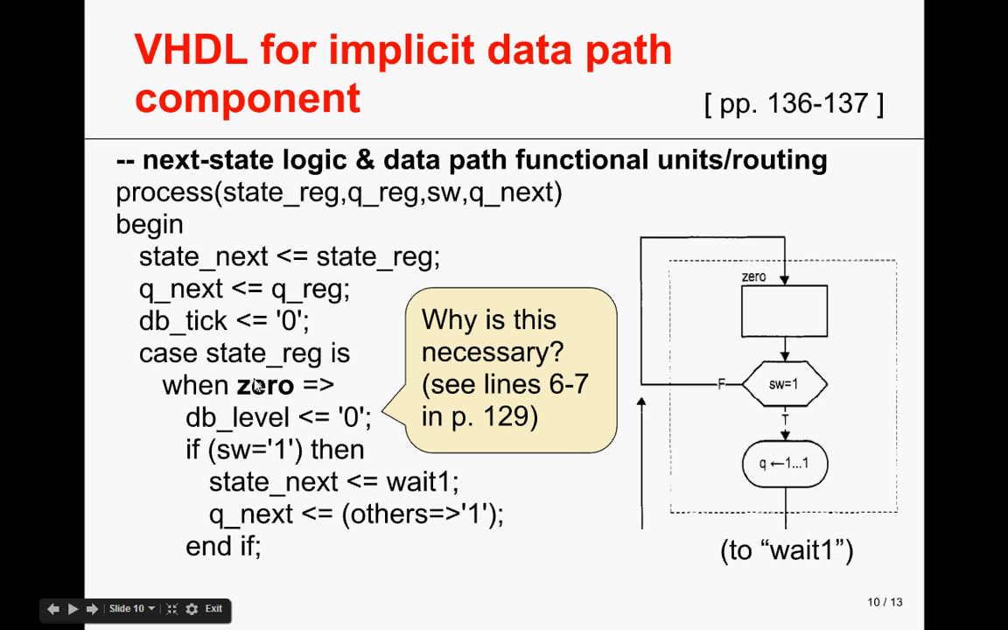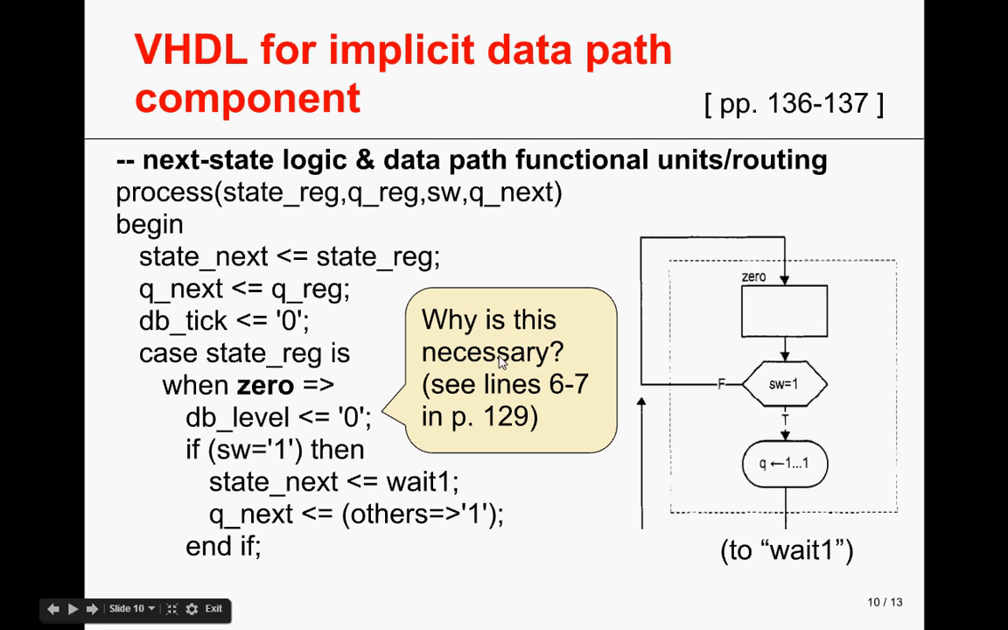So we start by saying, in the case of state 0, which is the one considered in this slide, case state register is when 0, then what shall we do? We shall assert the boundary level output to 0. Well, at this point I'd like to ask you, why is this necessary? I mean, if it was to be asserted to 1, we should have written here dB level takes the value of 1. But since it is not, it takes the value of 0. But shall we have to say so explicitly?